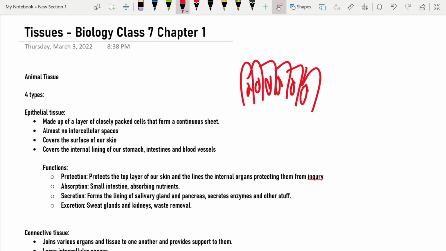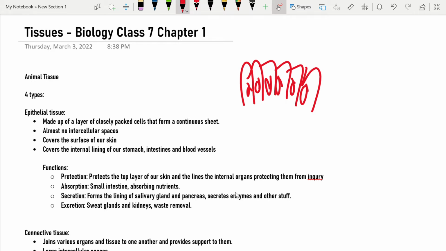So you can already guess they might have something to do with protection, because they cover the outer layer of our skin, which protects it from injury and harsh conditions. Our internal organs like the stomach, intestines, and blood vessels need a good lining, because they release acids and you don't want our organs to be harmed by those acids. So that's what epithelial tissue might be doing.